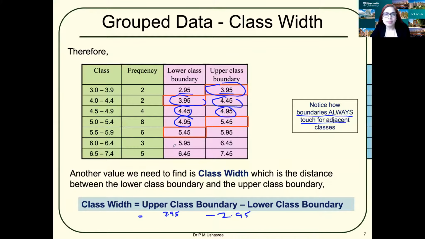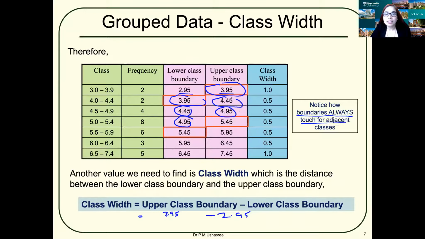So the difference between the upper class boundary and the lower class boundary for this one, 3.95 minus 2.95, is 1. So the class width is 1. 4.45 minus 3.95 is 0.5. 4.95 minus 4.45, 0.5. 7.45 minus 6.45 is 1. So this is how you figure out the class width for a given class.